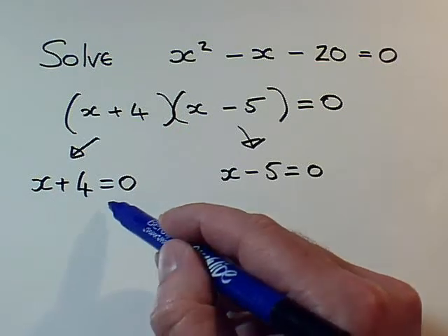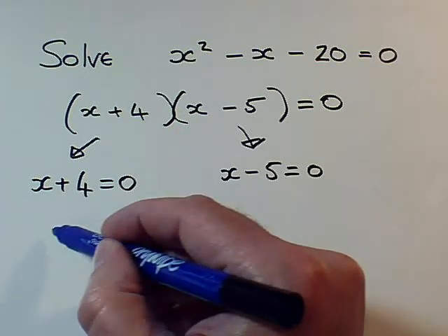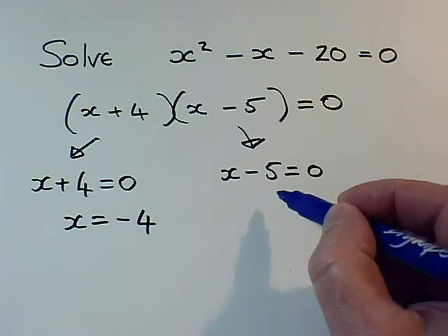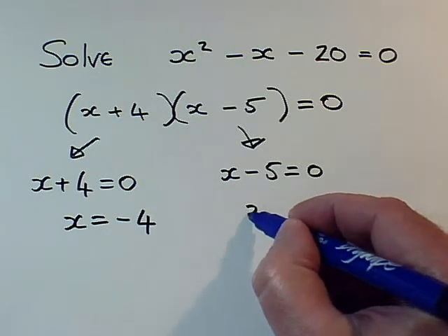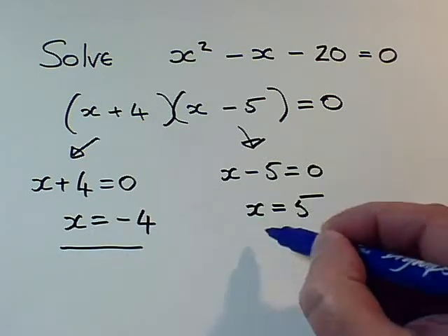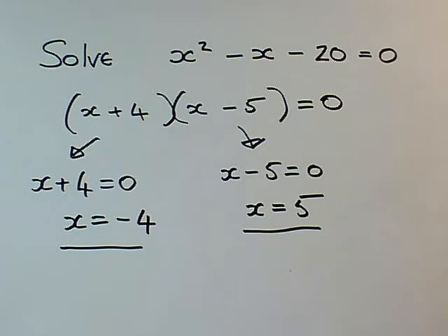So if x plus 4 equals 0, I subtract 4 from both sides to get x equals minus 4. Whereas if x minus 5 equals 0, I add 5 to both sides to get x equals 5, and I can underline my two solutions, and I'm done for this one.